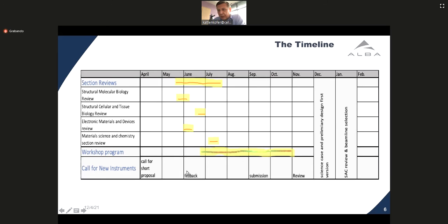And here we will only collect really the rough information, and then we will go out and invite the full proposals, and this takes some time between June and September. And then in October, November, there will be the review by an external committee. And in December, there will be a first version of the science case and the white paper. And finally, in January, there will be the SAC review with the suggestion of what instruments will be built. And the reviews will take place between May and July.